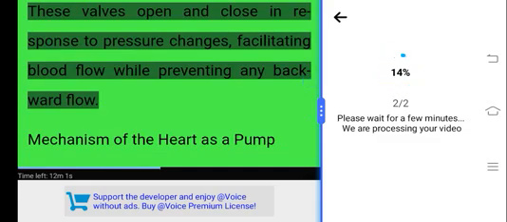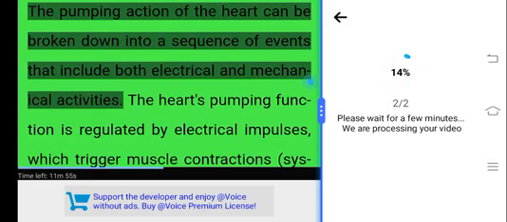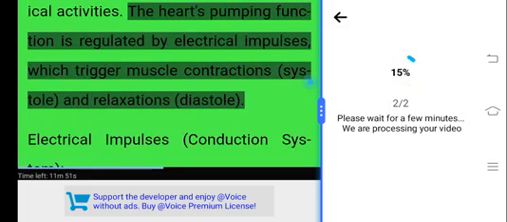These valves open and close in response to pressure changes, facilitating blood flow while preventing any backward flow. Mechanism of the heart as a pump. The pumping action of the heart can be broken down into a sequence of events that include both electrical and mechanical activities. The heart's pumping function is regulated by electrical impulses, which trigger muscle contractions, systole, and relaxations, diastole.